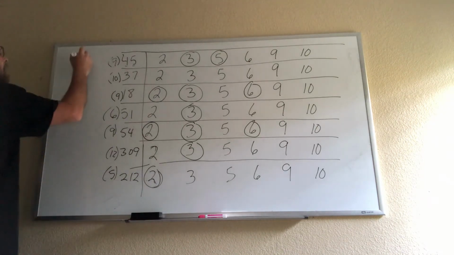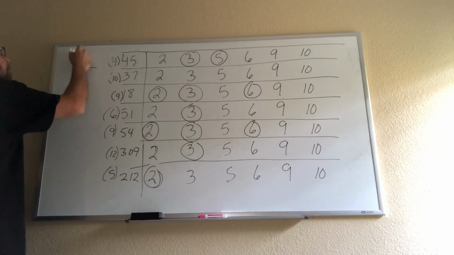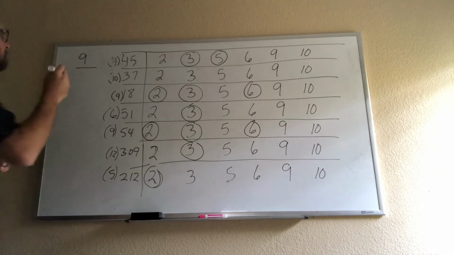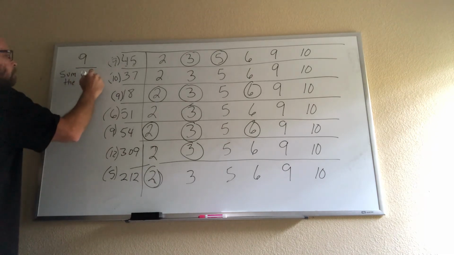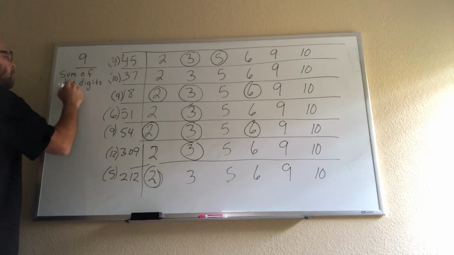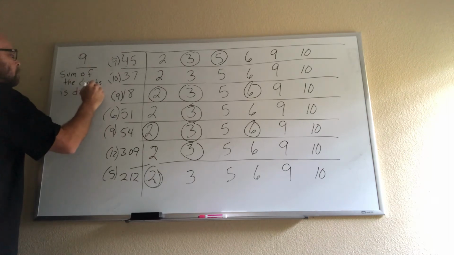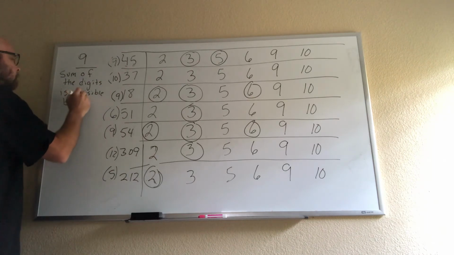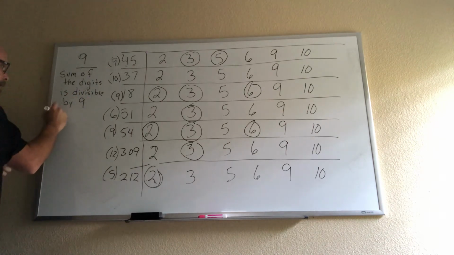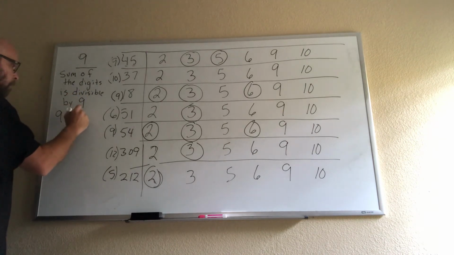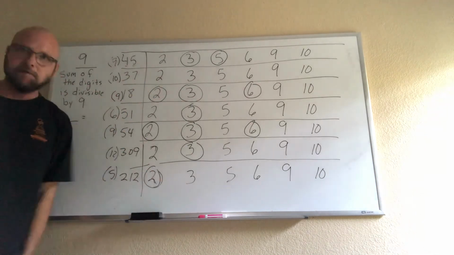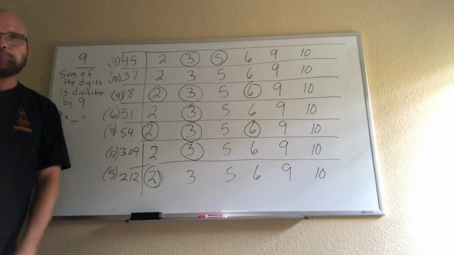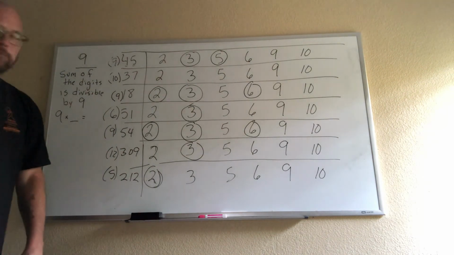Now the rule for 9. The rule for 9. The sum of the digits, just like 3, is divisible by 9. That means 9 times something will equal that number. And again, we're only talking about whole numbers. We're not throwing decimals in here. We're not throwing fractions in here. We're only talking whole numbers.